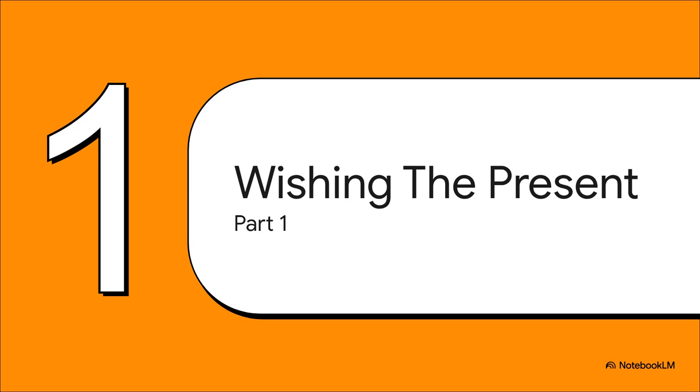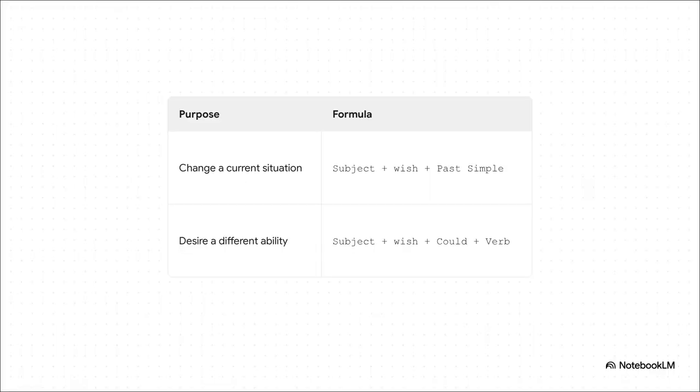First up, we're going to talk about wishing about the present. You know those moments, right? When you just look around at your current situation and think, oh, I wish this was different. Like right now. So for the present, you've got two main tools in your toolkit, and they're super simple. If you want to change a situation, the formula is subject plus wish plus past simple. But if you're talking about an ability you want, you're going to use subject plus wish plus could plus verb.